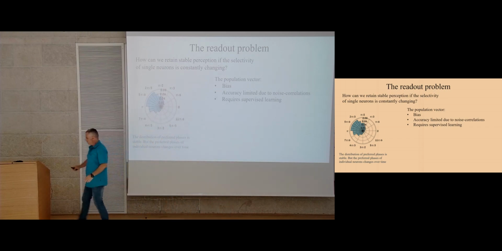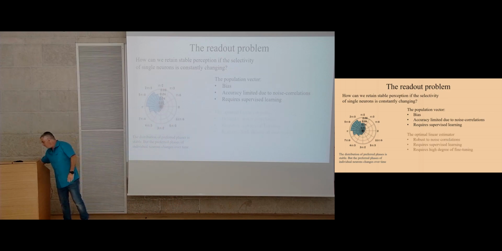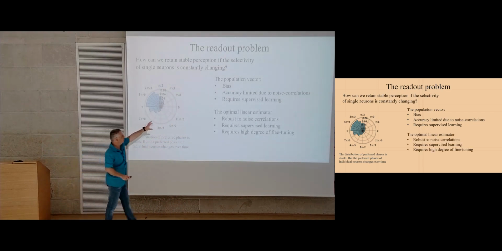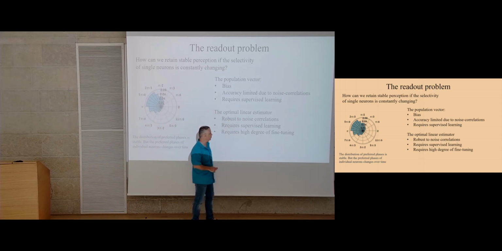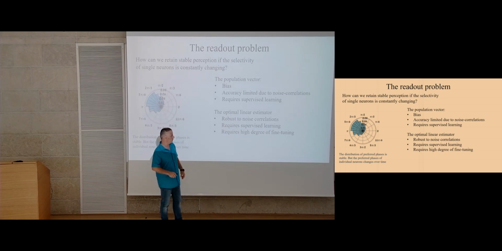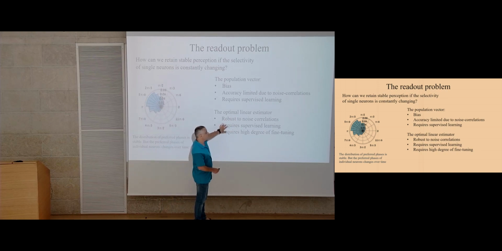An alternative model would be an optimal linear estimator. The optimal linear estimator is far superior to the population vector in terms of its diminished bias. It's much more robust to noise, specifically the global, collective modes of fluctuation. It will require much heavier supervised learning because it requires a much, much higher degree of fine-tuning. It is extremely sensitive to fine-tuning.